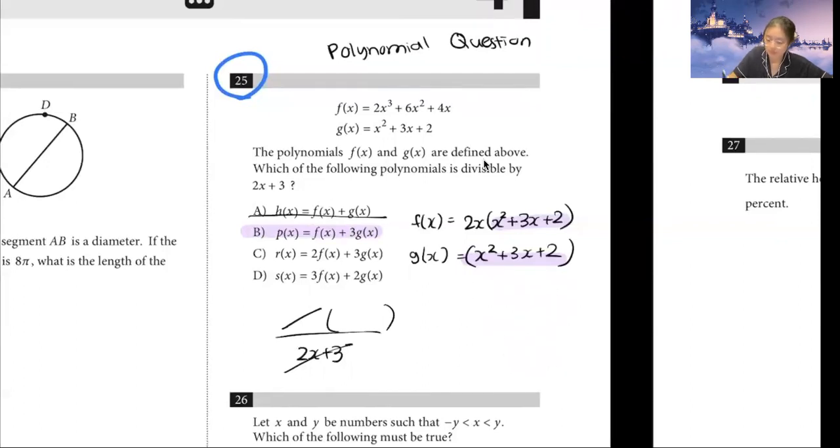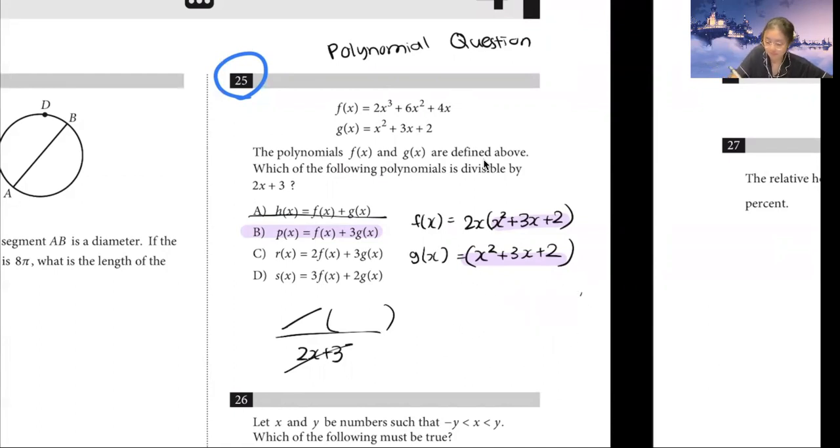Okay. So r of x is 2 times whatever's in the bracket, and 3 times whatever's in the bracket. This one's tricky because it's going to be whatever's in the bracket, 3, whatever's in the bracket, and it's going to be 4x plus 3. So as you can see, you can't divide it by 2x plus 3.